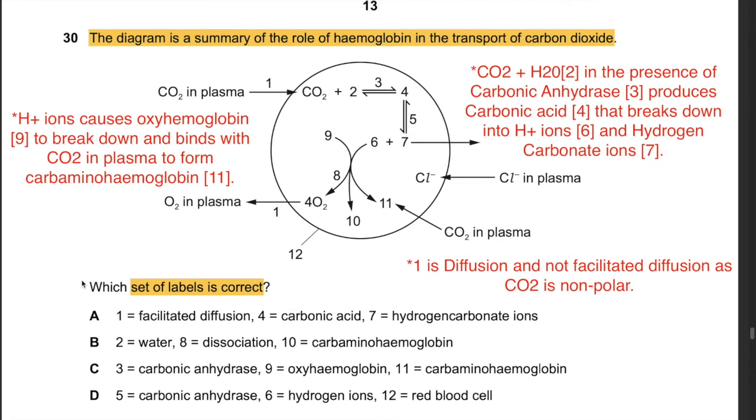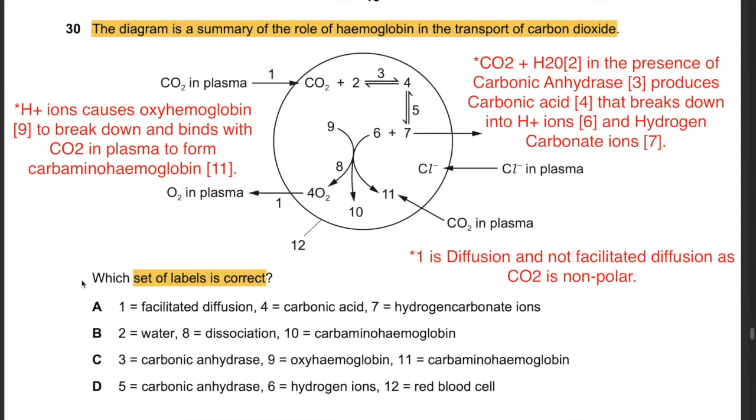Question 30. The diagram is a summary of the role of hemoglobin in the transport of carbon dioxide. As you can see over here, I have labeled what each of them are and what happens inside this hemoglobin. So 1 is not facilitated diffusion but rather diffusion, as carbon dioxide is nonpolar and nonpolar substances can pass through the nonpolar fatty acid tails of a membrane. So if you go through these labels, the correct and closest answer is C. 3 is for carbonic anhydrase, 9 is for oxyhemoglobin, and 11 for carbaminohemoglobin.